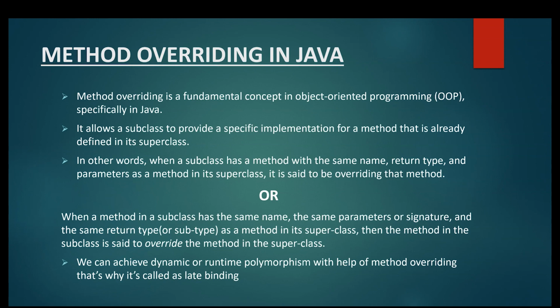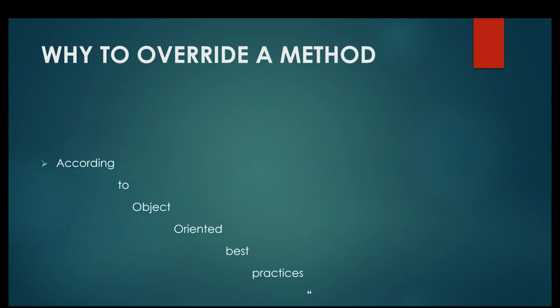You can always extend a class or write a subclass to the class, and then provide the remaining functionality there. That's the standard practice that we follow in object-oriented programming languages, right? So that is the reason why we override the method. So let us see why we override the method. Okay, so why override a method?